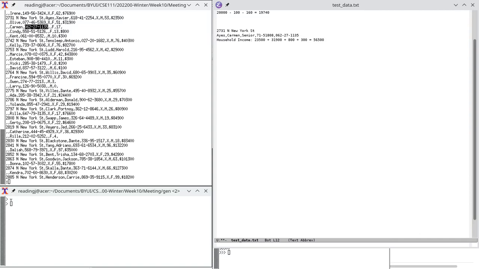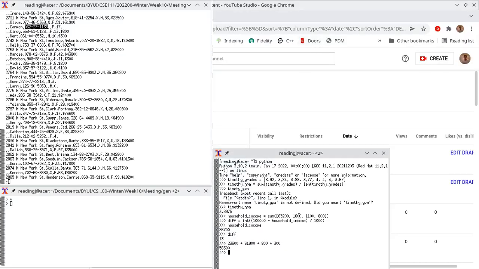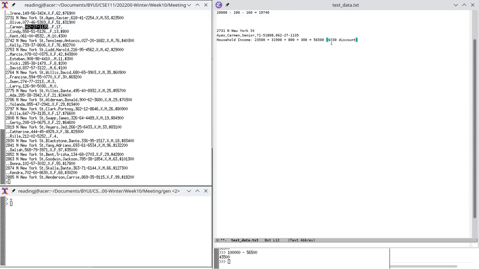And so they are $43,000 under, so they've got a $430 discount. Okay, did I do that right? Let's see. So 100,000 minus 56,500 is 43,500, and so it's 43,000 is the delta because we dropped that last, and that gets us to $430 discount.